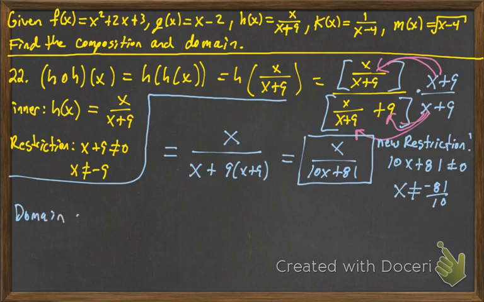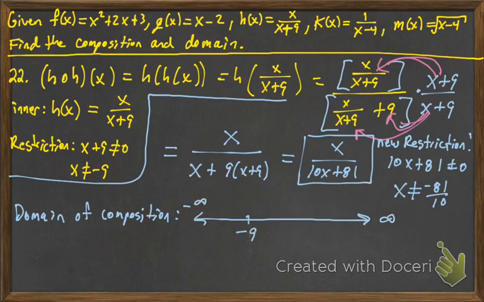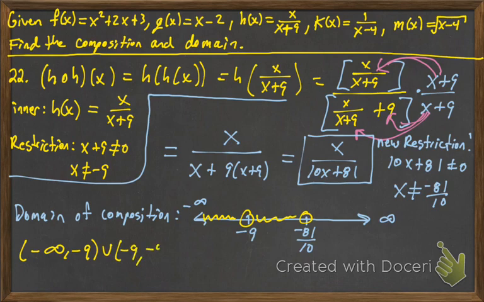So we'll do the same thing we did in the previous example. We'll go ahead and draw our number line, and that just helps us with the interval notation. So there's our number line. We've got to hop over negative 9 and negative 81 over 10. And so our domain is going to be negative infinity to negative 9, union negative 9 to negative 81 over 10, and union negative 81 over 10 to infinity. And that would be our interval notation for the domain.